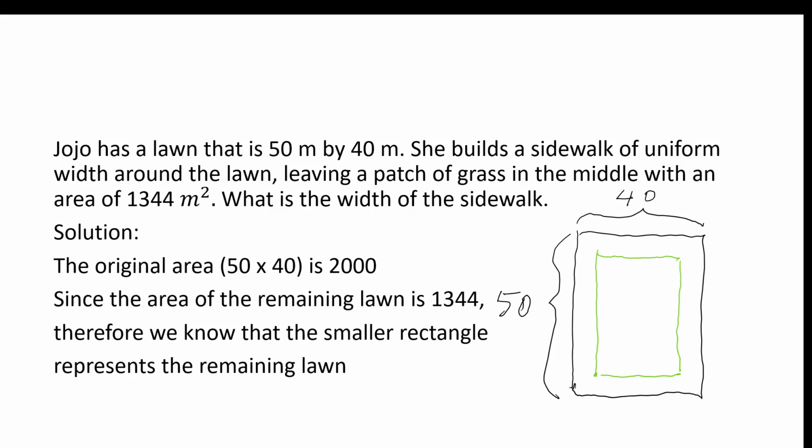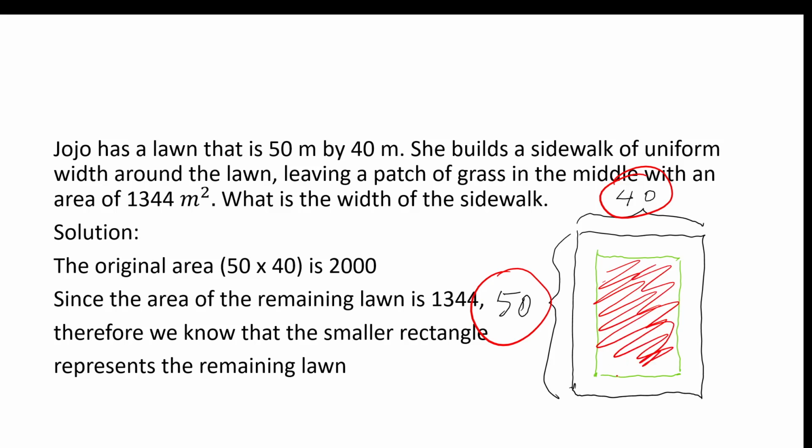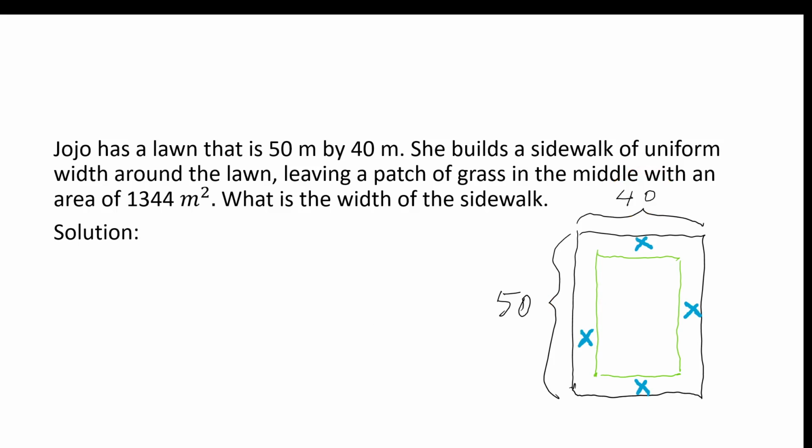And the area of 50 times 40, real easy math, 50 times 40, that's 2,000. So the remaining grass, after she builds a sidewalk of uniform width, the part I'm shading in red, is 1,344 meters squared. Okay? So since it's a uniform width, we've got 1,344 in the middle.